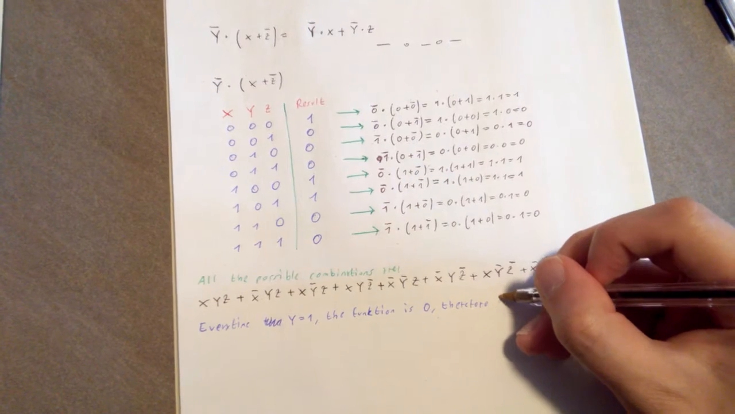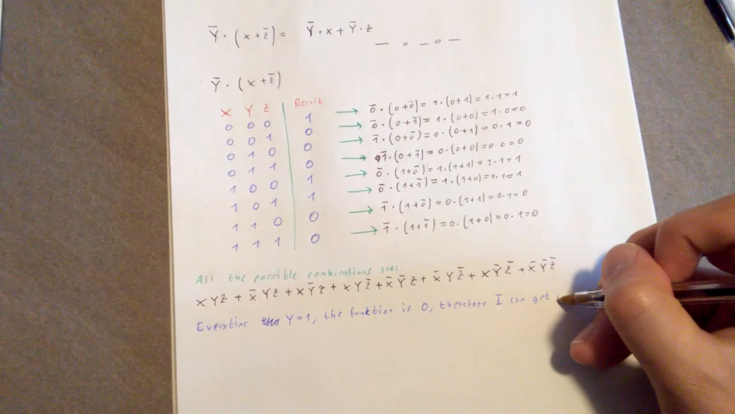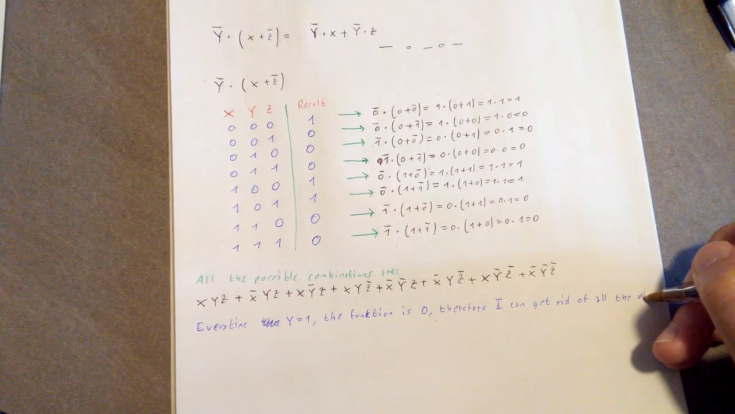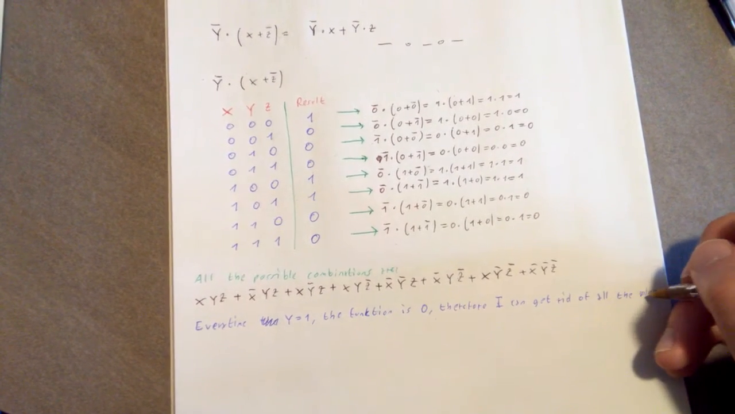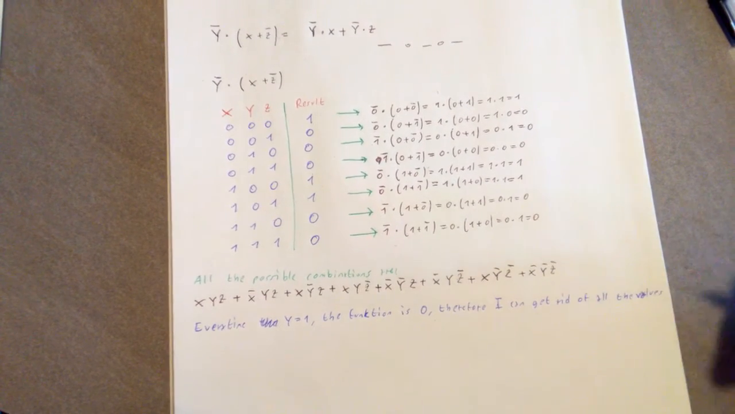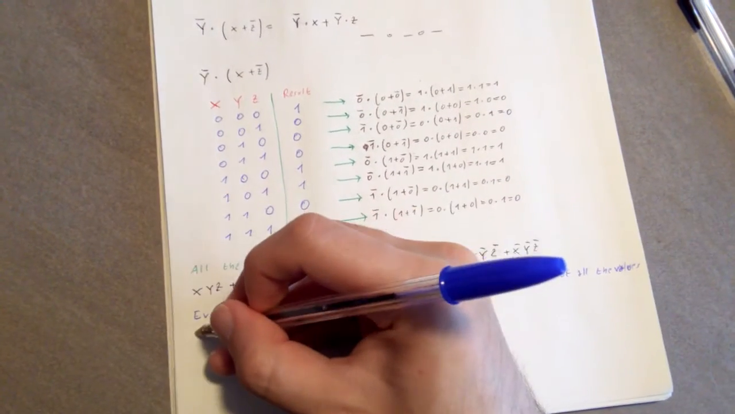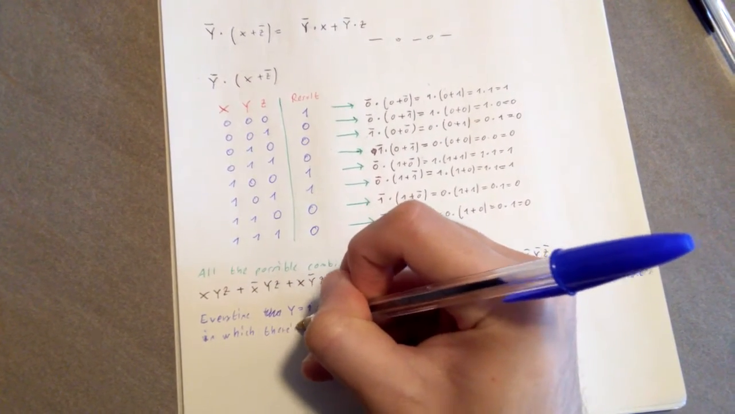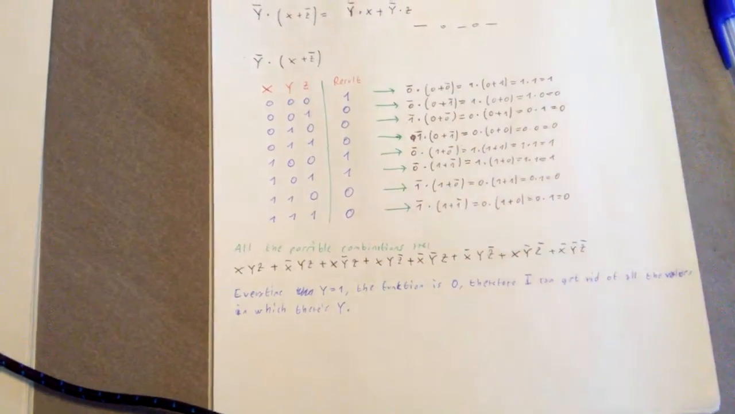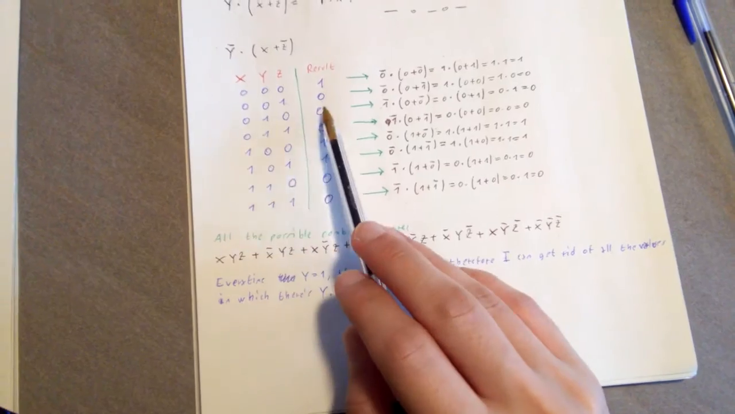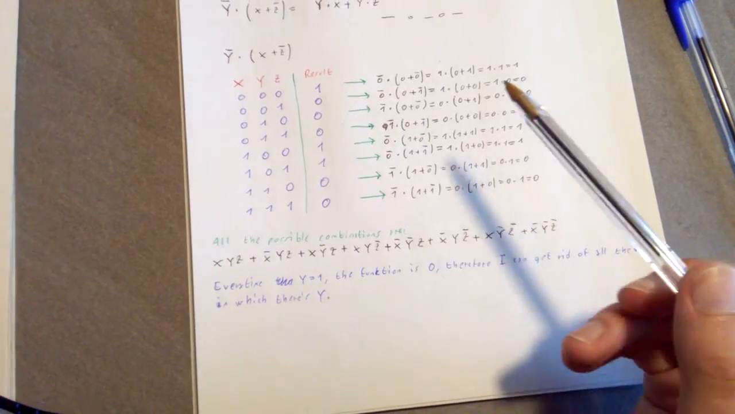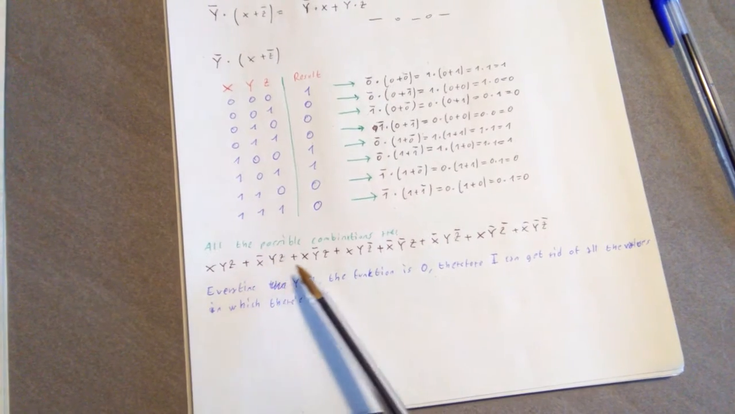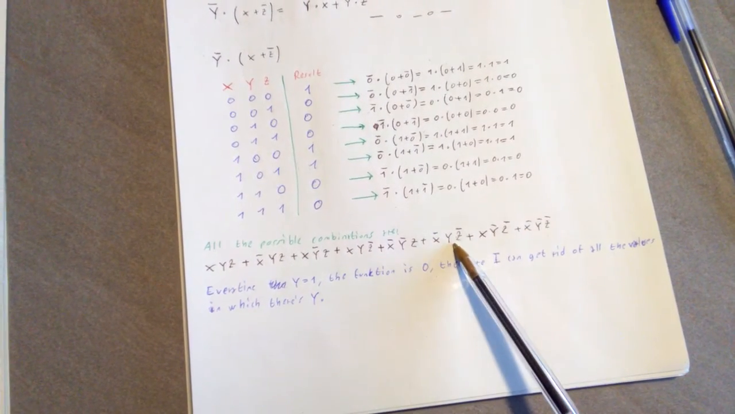Therefore, I can get rid of all the values in which there is y. Since every time the y is 1, the function is 0, I can get rid of them, because I want to know where the function is 1, not where the function is 0. So I can get rid of this one, this one, this one, this one, and that's about it.